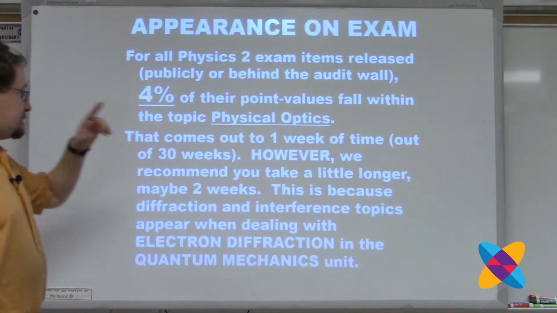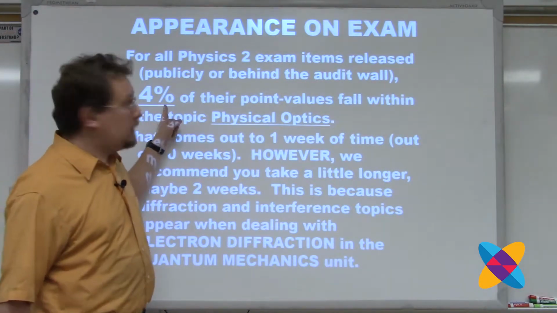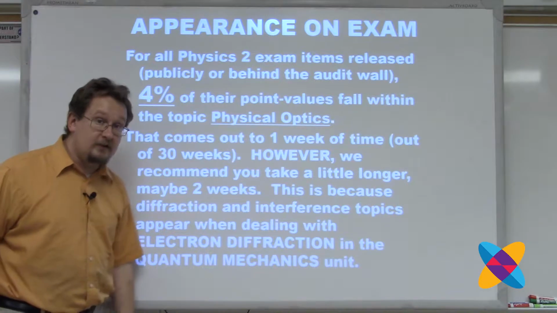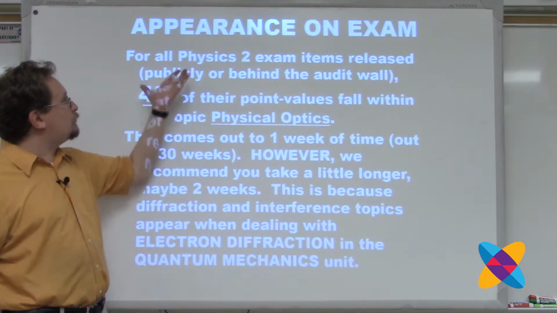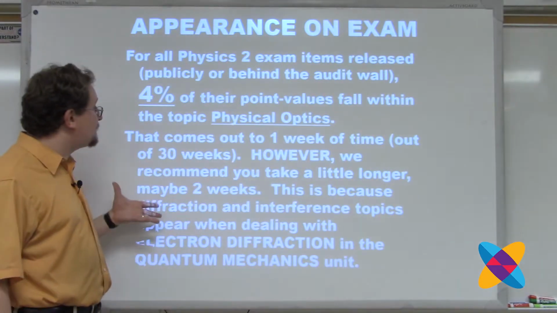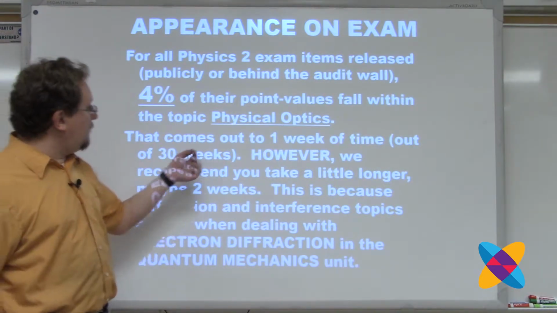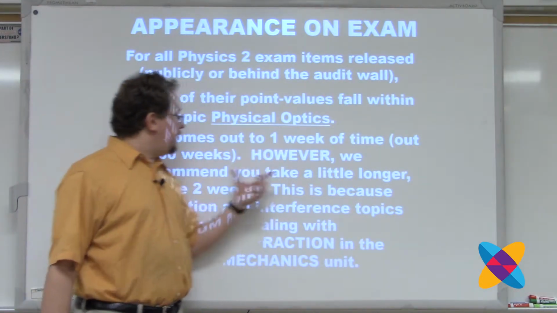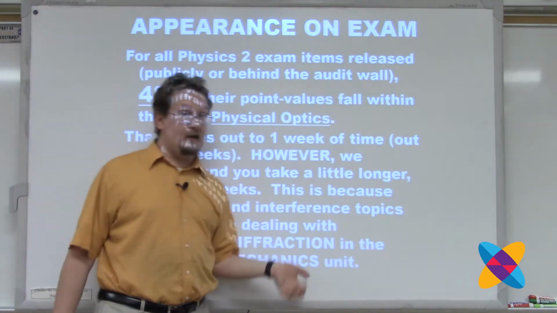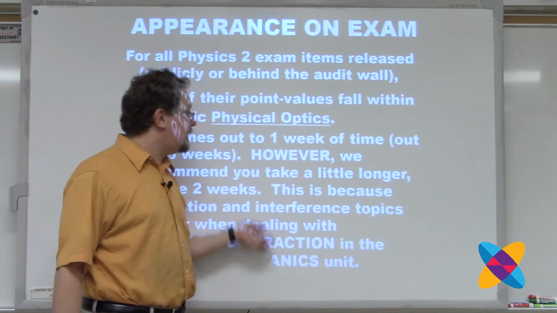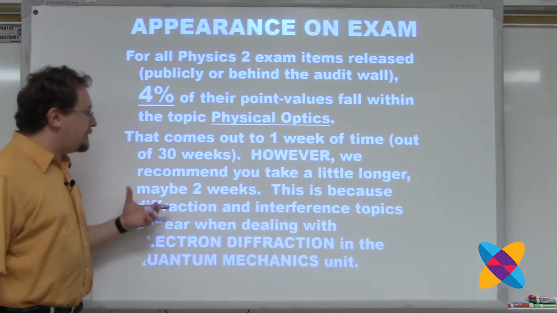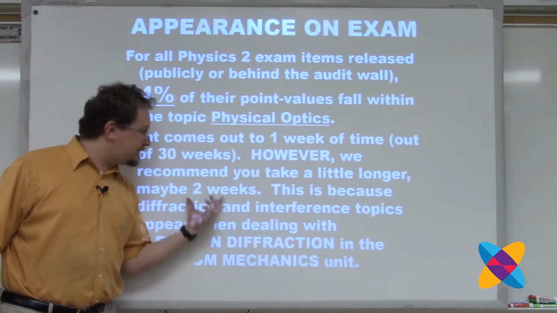Okay. I know what you're thinking. You see that number and you say, only 4% of all the released points on the AP exam are physical optics? Oh, well, if you do a ratio, 4% of 30 weeks is really just 1 week. But I have a warning for you. This is a serious warning. We recommend you take a little longer, maybe 2 weeks.